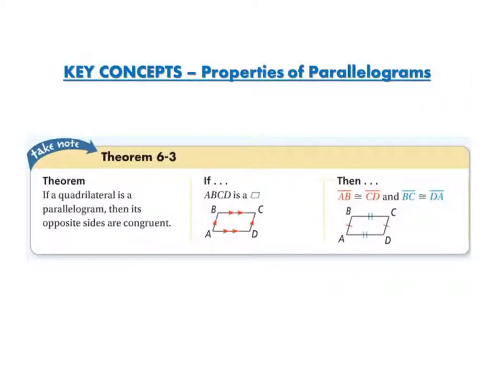Our first theorem of parallelograms is that if a quadrilateral is a parallelogram, then opposite sides are congruent. That means the length of the opposite sides would be exactly the same. So AB would be the same length as CD, and side BC would be the same length as side AD.